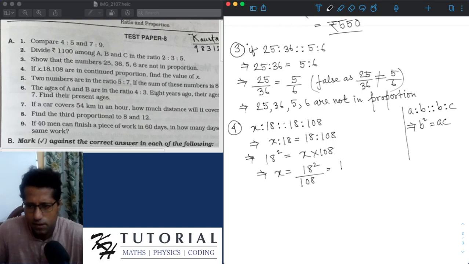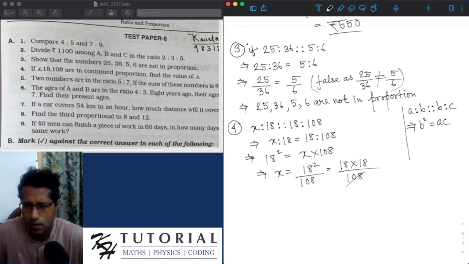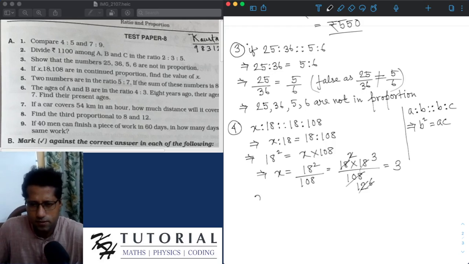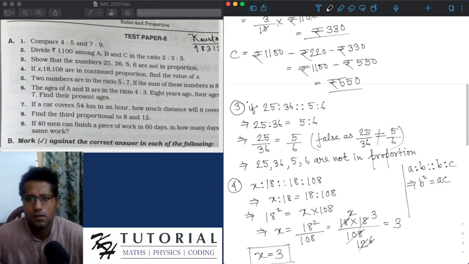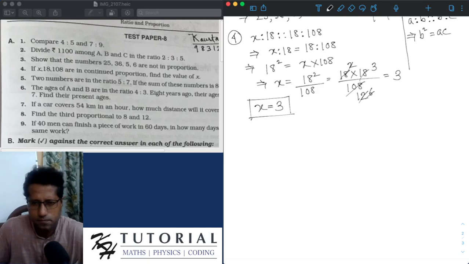This is 18 into 18 divided by 108, and if you divide 108 by 9, we have 12, and 9 2s are 18, and 2 2s are 4, 2 6s are 12, and 6 3s are 18. So this is 3. So x equals 3 is the answer. Okay. Let's do question number 5.